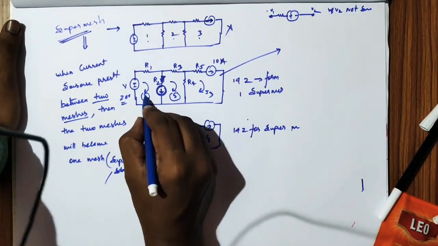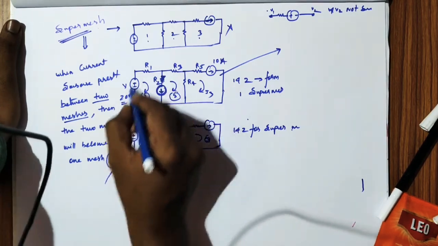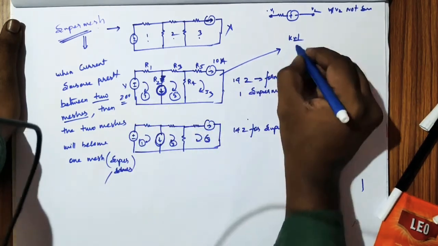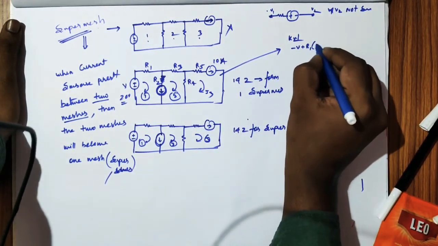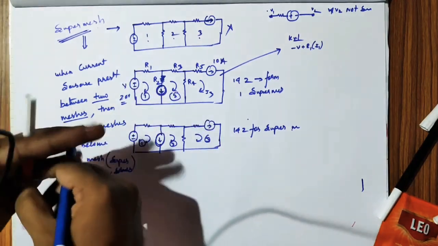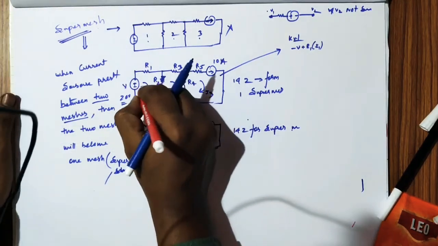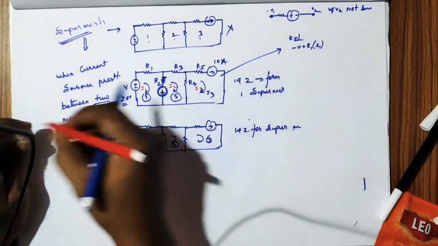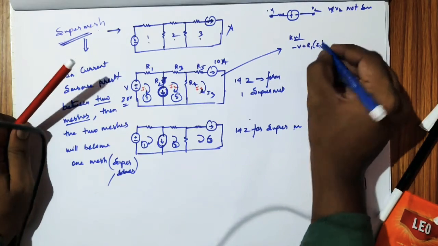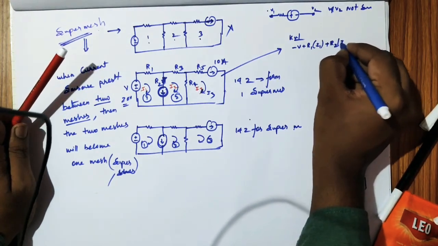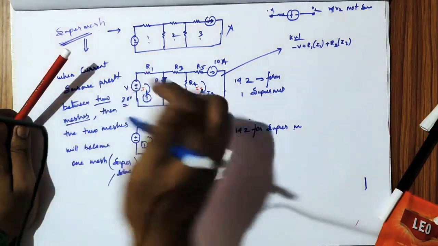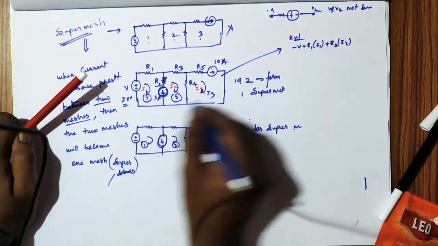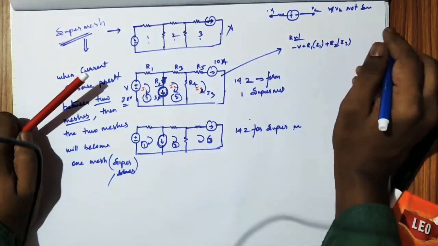If you wish to write KVL, since mesh analysis means KVL, you will have minus V plus R1 into I1. Assume this is current I1, this is current I2, and this is current I3. Then R2 into I2, but here you can't write the voltage across this because you have a current source here. Let us say this is 5 amps. So you have an obstacle in doing KVL.